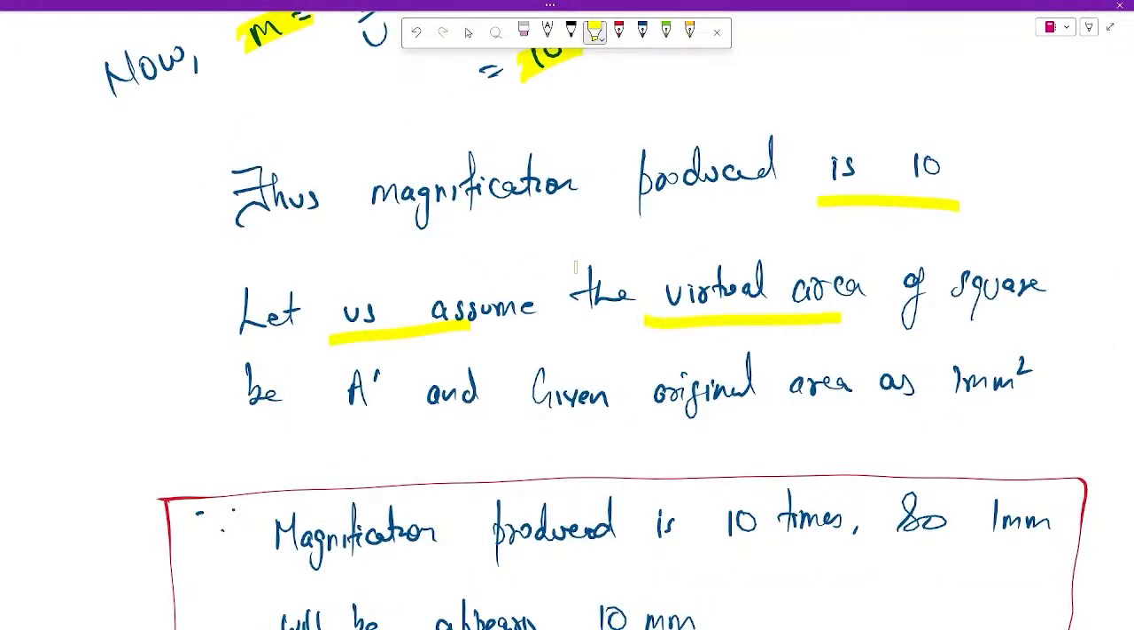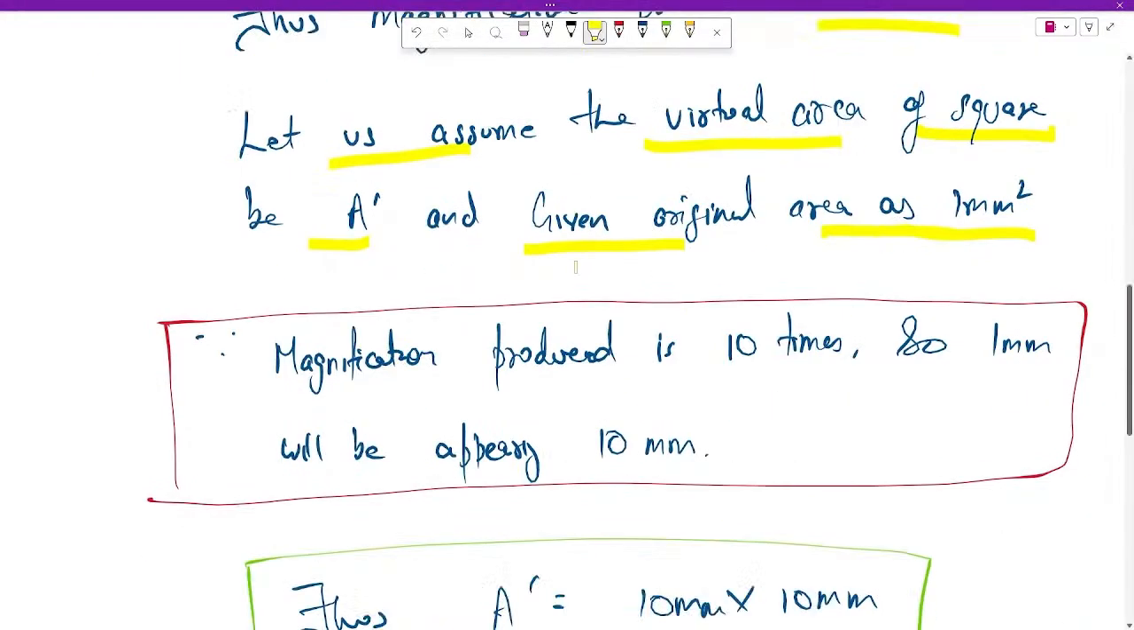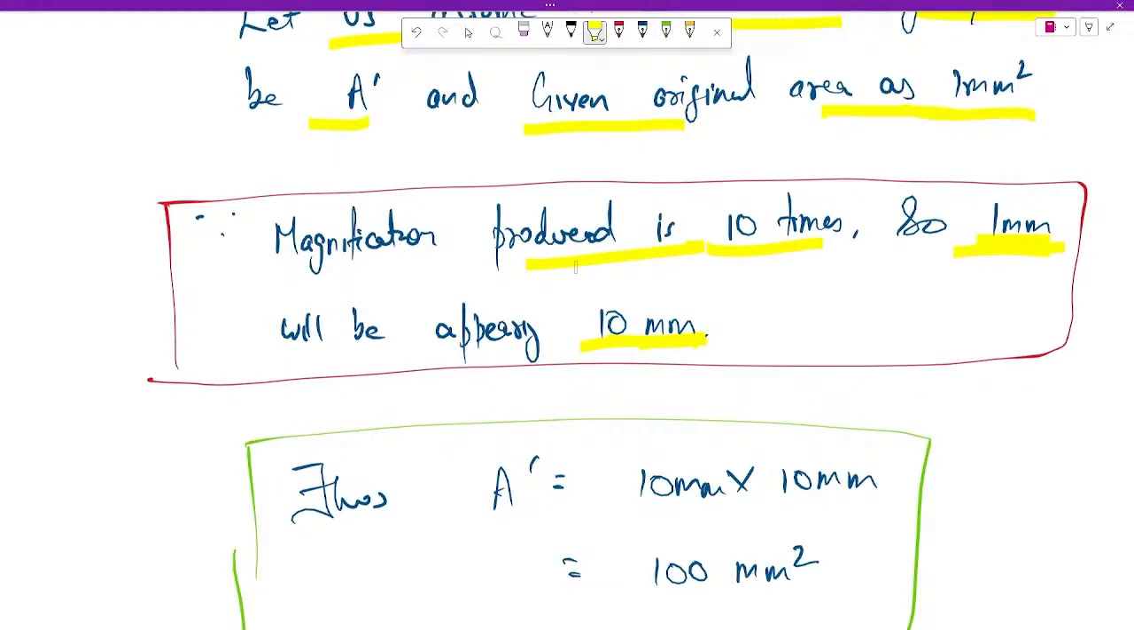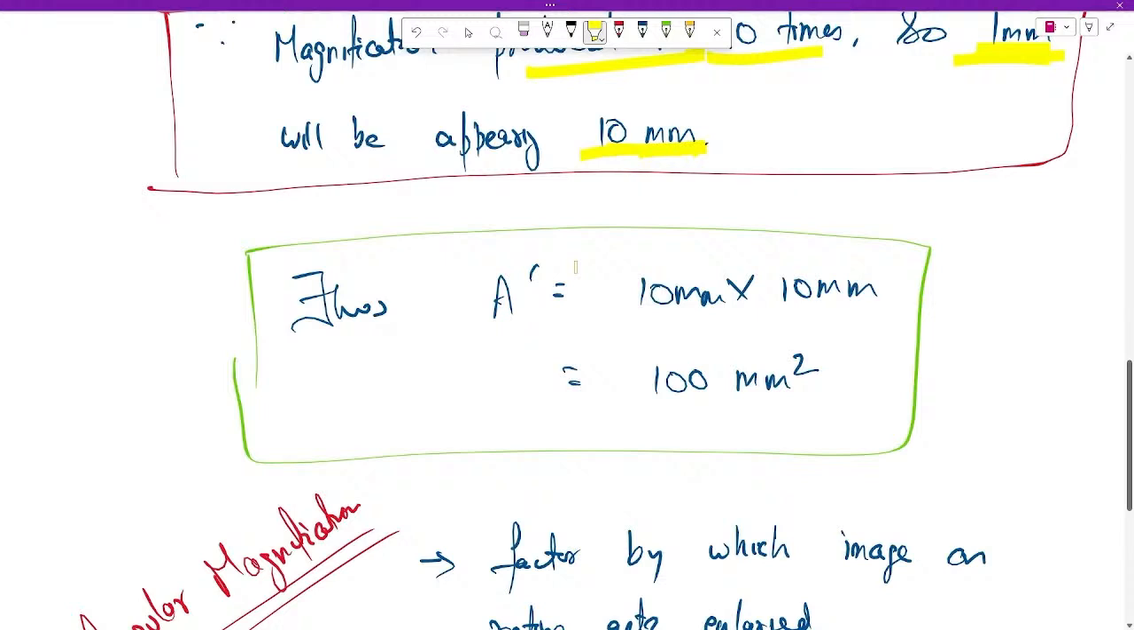So let us assume the virtual area of the square be a dash, and the given original area is 1 millimeter square. Now we saw that the magnification produced is 10 times, so 1 millimeter will appear as 10 millimeter. Now 1 millimeter square will appear as 10 millimeter cross 10 millimeter, that is 100 millimeter square. Since the linear magnification is 10 and area has two dimensions, 1 millimeter becomes 10 millimeter, and the area subtended by this 10 millimeter would be equal to 100 millimeter square. So the two questions are clear.